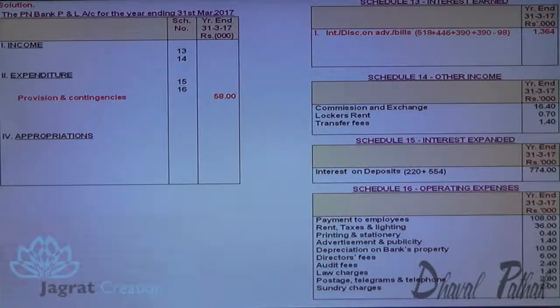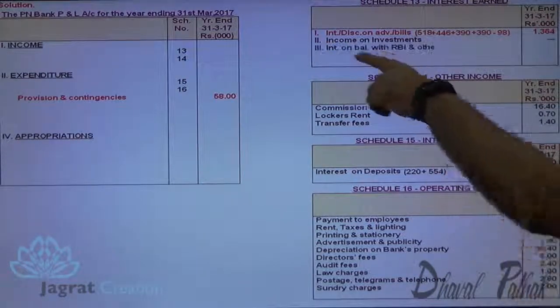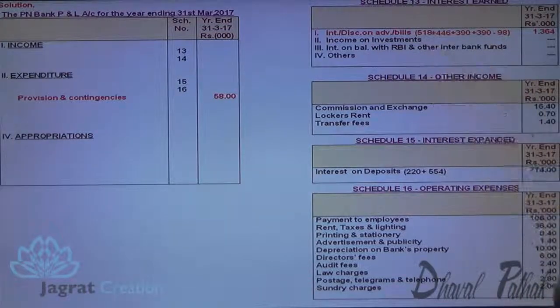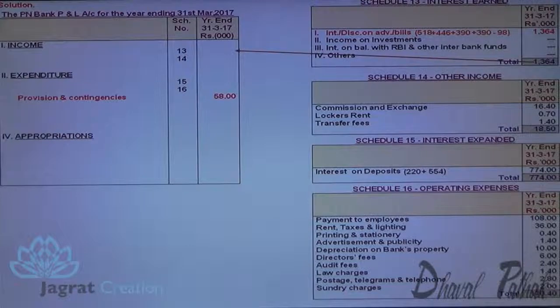Now let me have the totals. Income from investment, interest on balance with RBI, not given. So this is the total interest income. This is the total other income. Interest expended, total operating expenses. So all these totals for the schedules are made. Now let me write down these totals there in my profit and loss account.